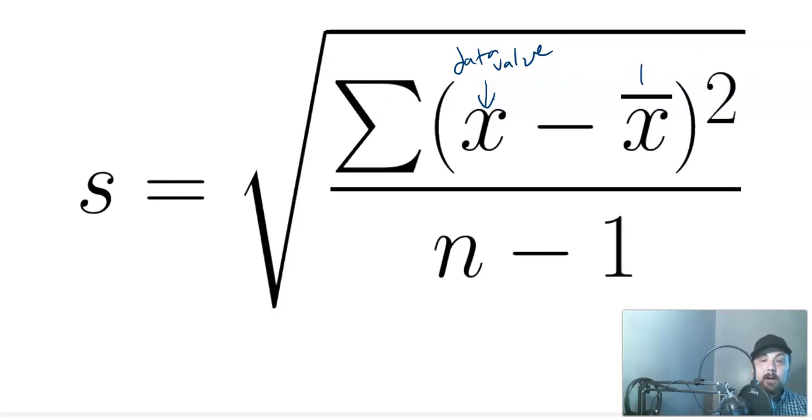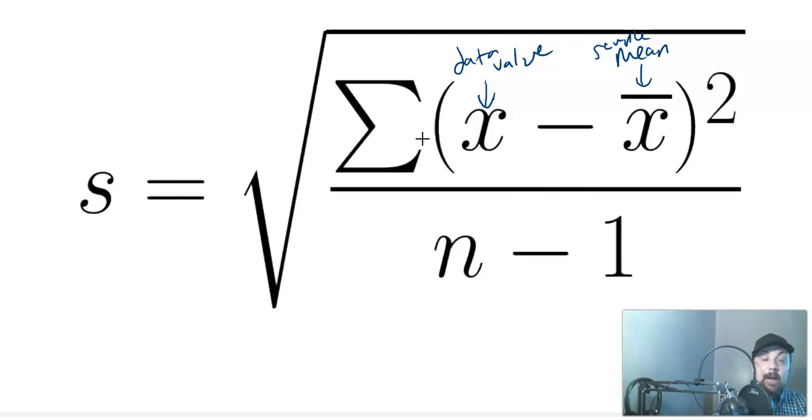Minus X bar, remember, that's the mean. That's the sample mean specifically. So we're taking the data value minus the mean, which is what we did just a moment ago. And then we have to square it to get rid of all the negative signs. When we use absolute value, it's hard to work with, so we're squaring it instead.